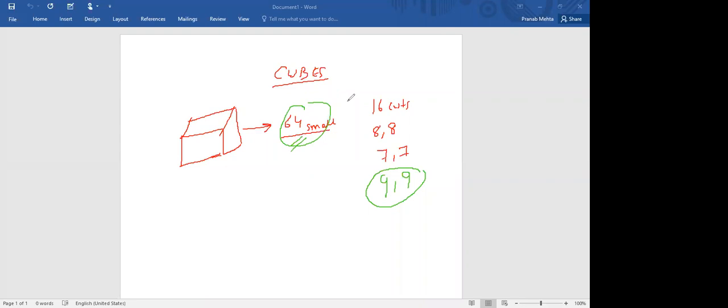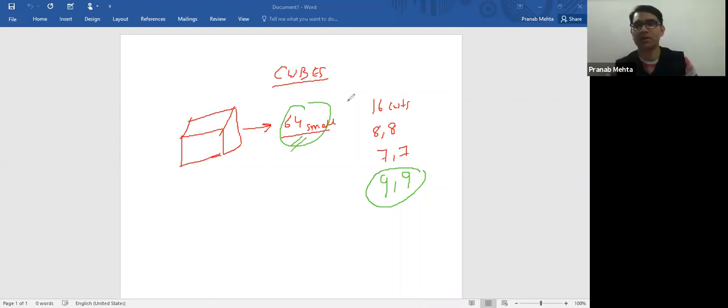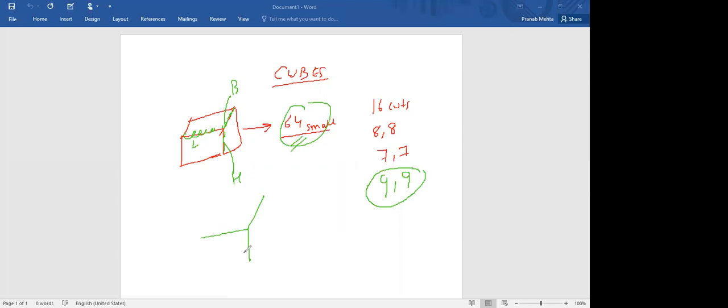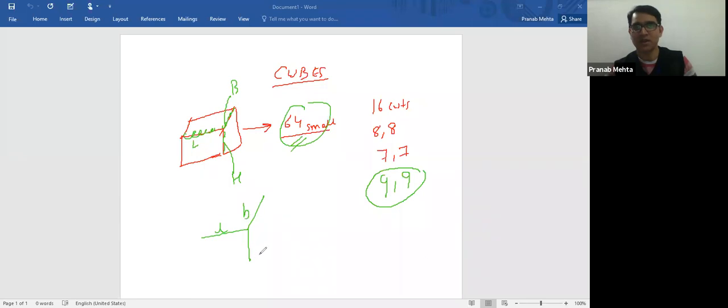All right. The first important information you should understand is, when you're talking about a cube, this is L, this is B, and this is H. Do all of you agree? So basically L, B, and H. Any doubt with this? The first thing you need to know is that L is equal to B is equal to H. Then only it is a cube. Yes or no?